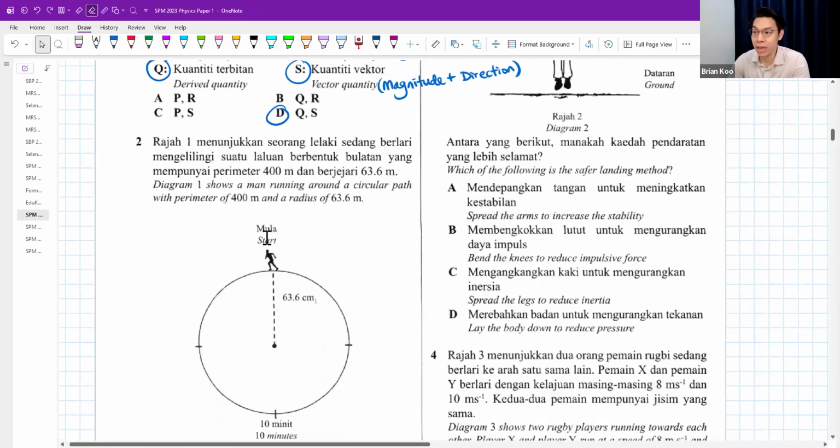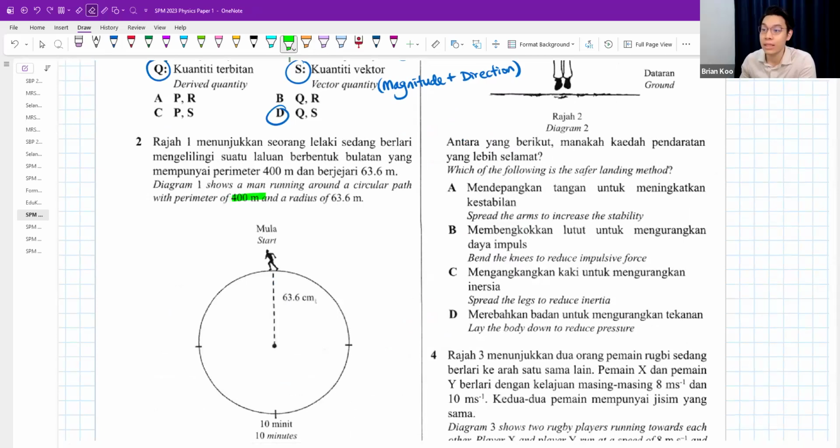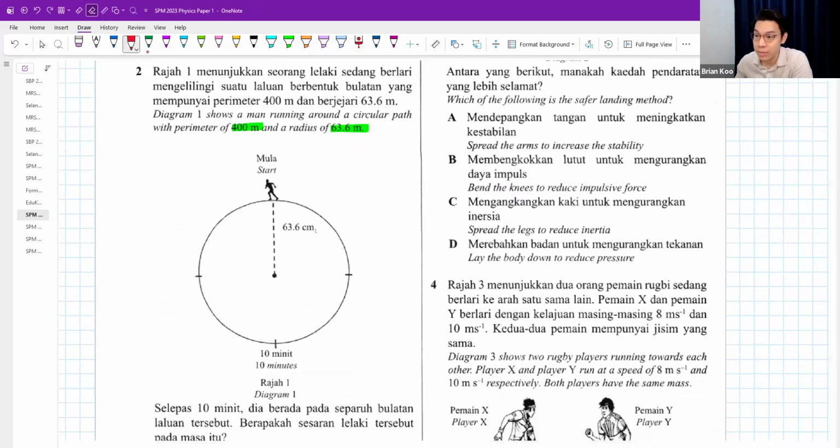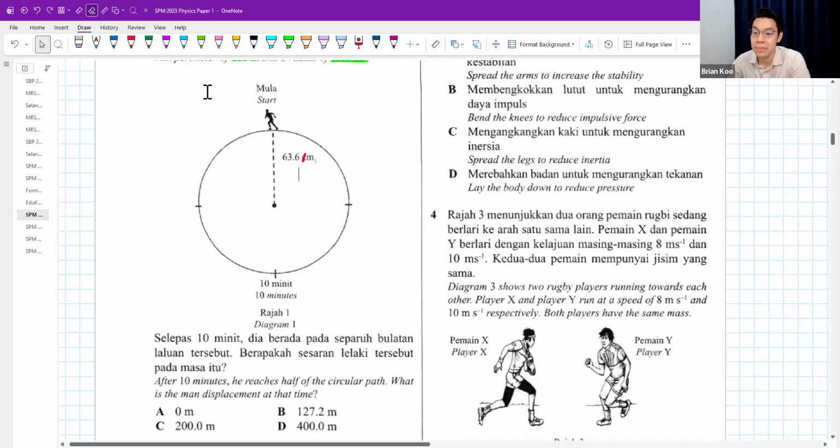Diagram 1 shows a man running in a circular path with a perimeter of 400 meters and a radius of 63.6 meters. Okay, there's a little error in this picture. It's meters, not cm. After 10 minutes, he reached half of the circular path. What is the man's displacement at the time?